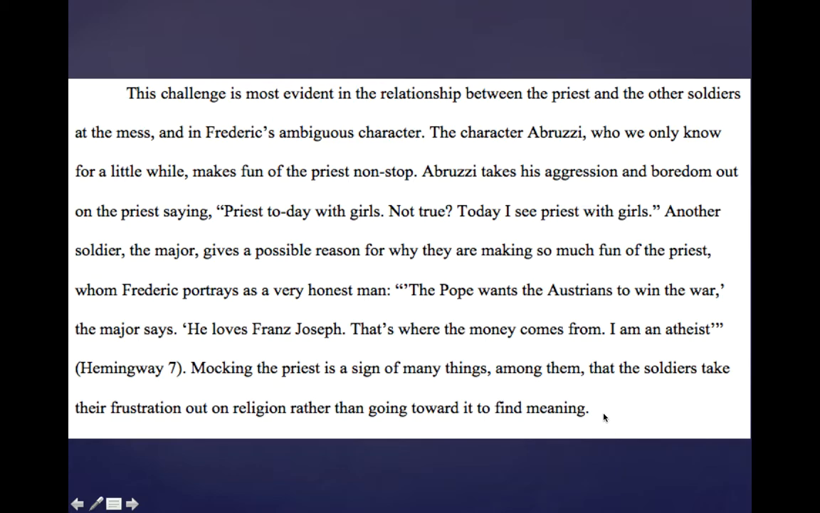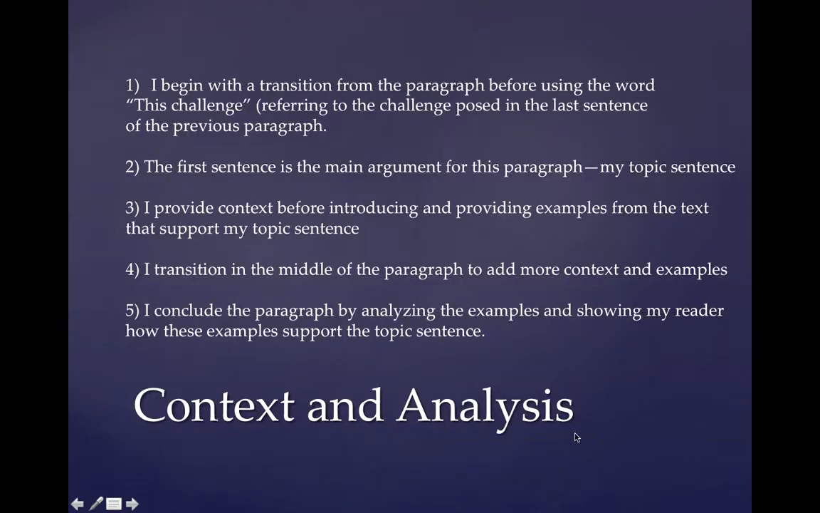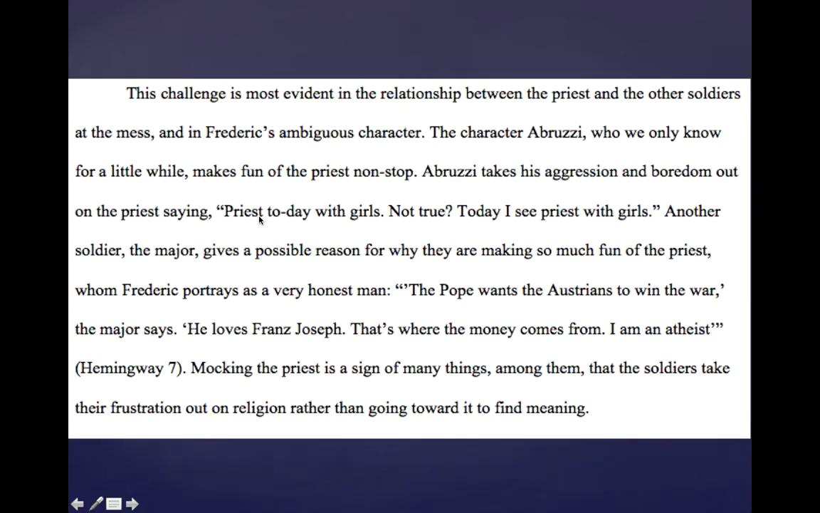So I provide examples to support my topic sentence. And I analyze the examples to show how they support that topic sentence at the very end. So this is context and analysis. The context is here. The character Abruzzi, who we only know for a little while, makes fun of the priest nonstop. Abruzzi takes his aggression and boredom out on the priest, saying... So see, this is context. I needed to provide a little bit of context for my reader so they understand what's happening before I provide the quote. And then I introduce the quote, making it very clear that Abruzzi is talking here.